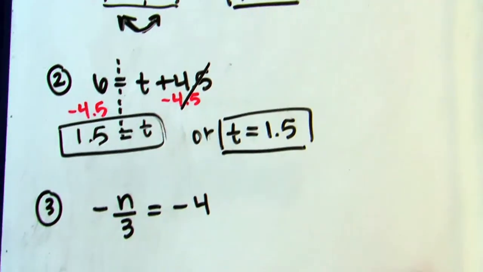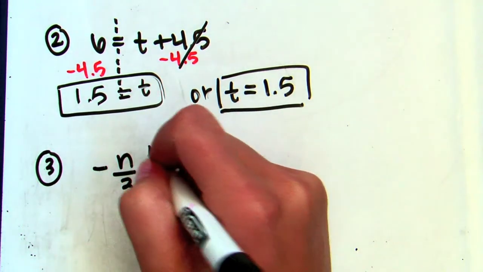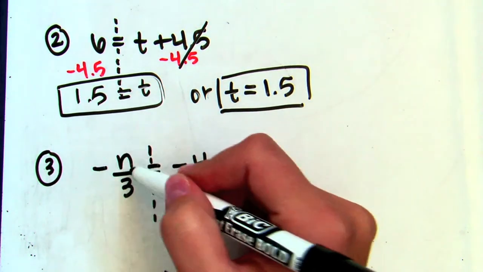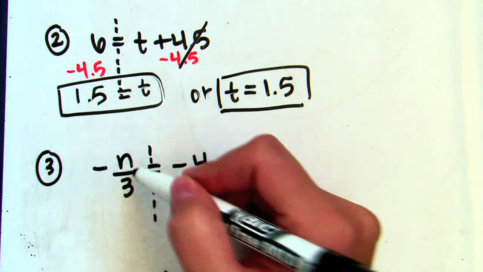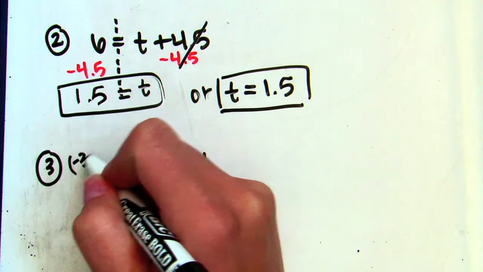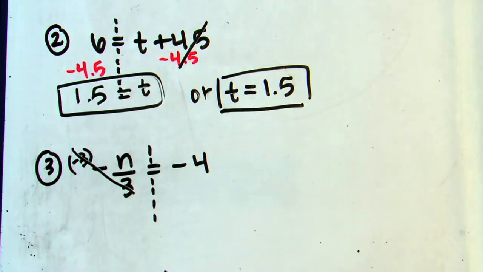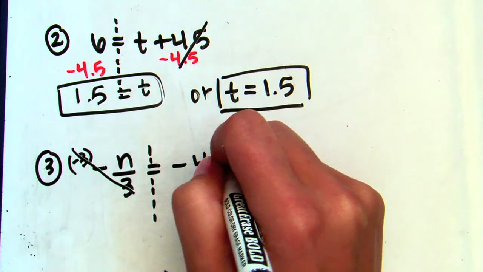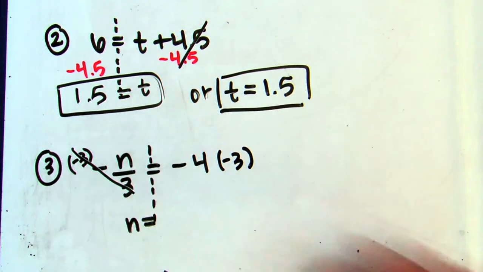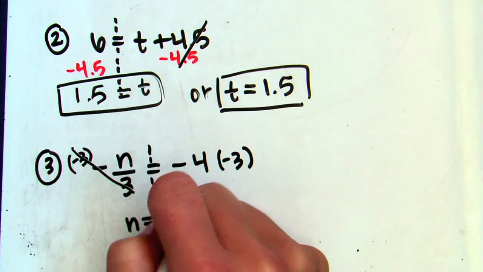Now moving on to number 3. So this time, we need to get this n by itself. But we have this negative 3 in the way. This is being divided. Now back in our notes we said if it's being divided, the only way to get rid of it is to multiply. So we multiply this side by a negative 3, and a negative 3 over a negative 3 cancels out. But if we multiply by negative 3 on one side, we have to multiply by negative 3 on the other to keep it balanced. And we have left n equals negative times a negative is a positive, so we get positive 12.